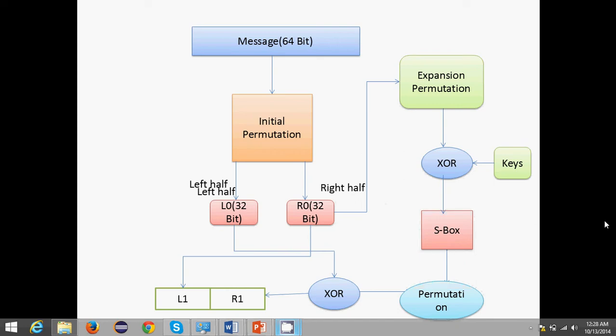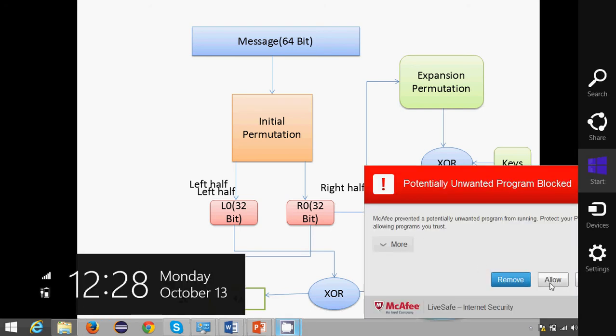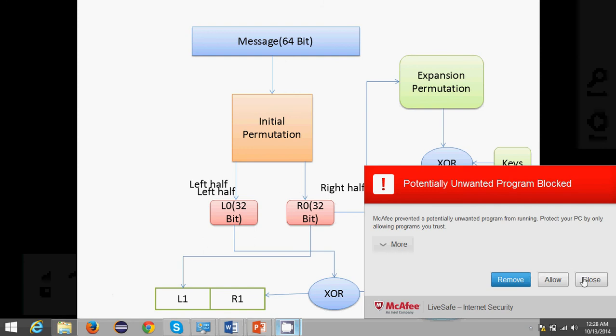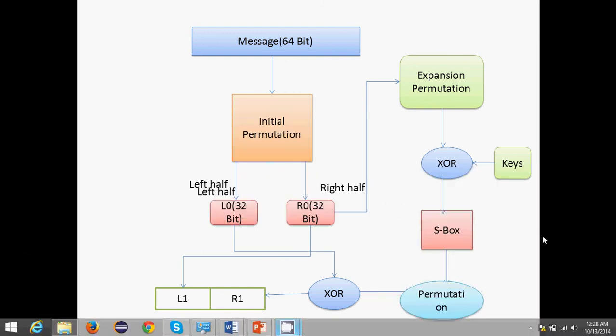After this, the key which I've got in the previous step is XORed and sent to the S boxes. In the S boxes, the 48 bits are divided into 6 bits each, and sent to the S boxes. The S boxes will have a permutation and XOR with the left half of the 32-bit which we got from the initial permutation. After we get the XOR with the left half of the initial permutation, we'll get the R1. So the R1 is now derived and L1 is the one which is R0.